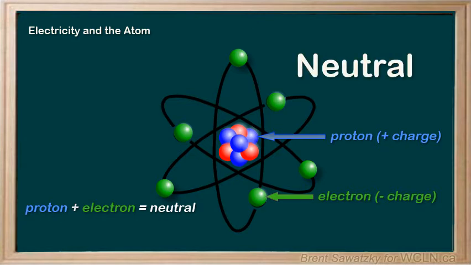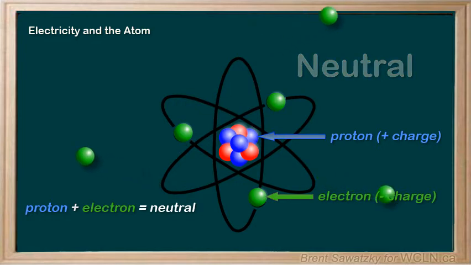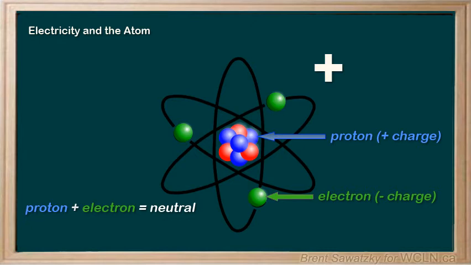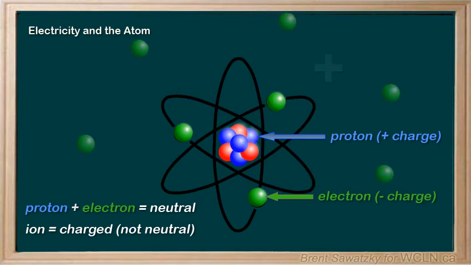If the atom loses some of its electrons, well, then it would have a positive charge, more positives than negatives, and we'd call this atom a positive ion. Ion just meaning it's not neutral. In the same way, if an atom has some extra electrons in its electron cloud, we would call it a negative ion. Again, ion meaning it's not neutral, and negative indicating that there are more electrons than protons.